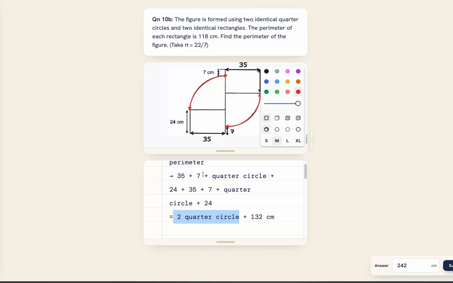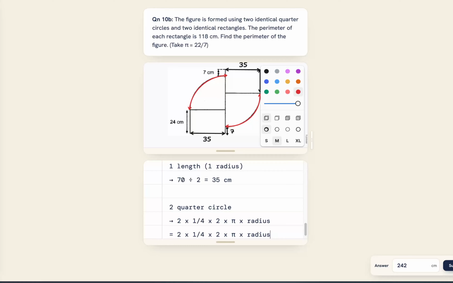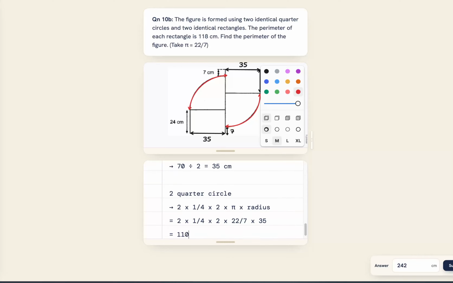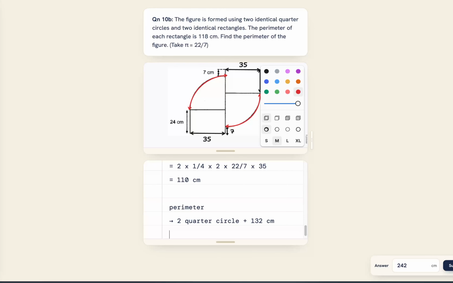So we need to find the 2 quarter circles. We know the radius. Essentially the 2 quarter circles will then be 2 times 1 quarter times pi, or 2 times pi times radius. If you were to put in all the numbers, pi is 22 over 7, radius is 35. If you work it out, it will be 110 centimeters. So the perimeter will then be equal to 2 quarter circles plus 132. So it's 110 plus 132, and this will be 242 centimeters. Okay, there you go. So that's the answer for the perimeter.